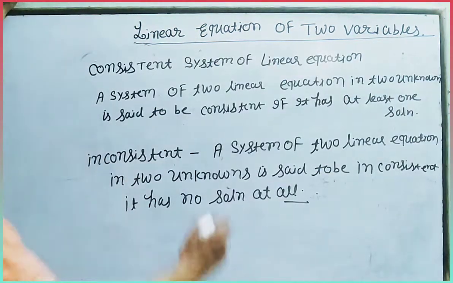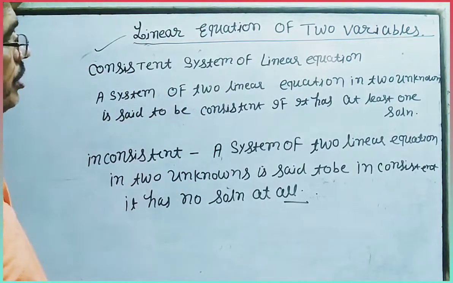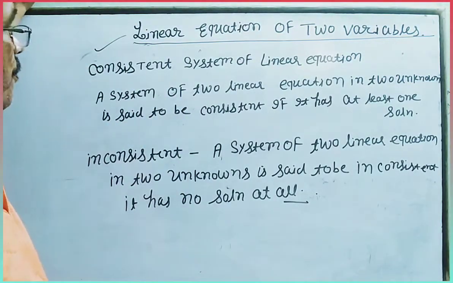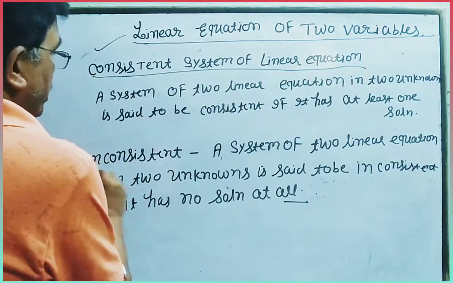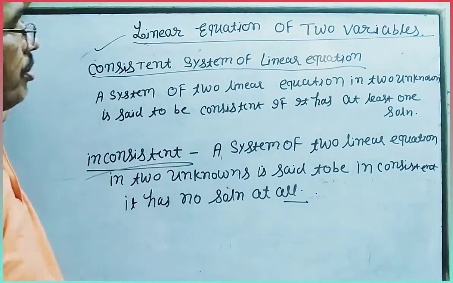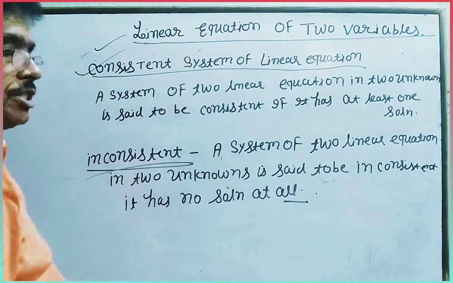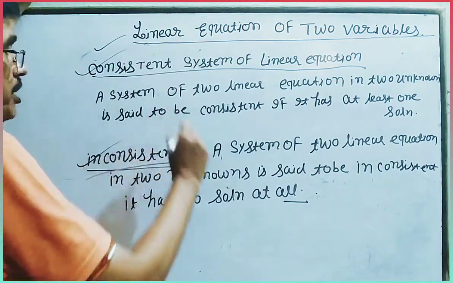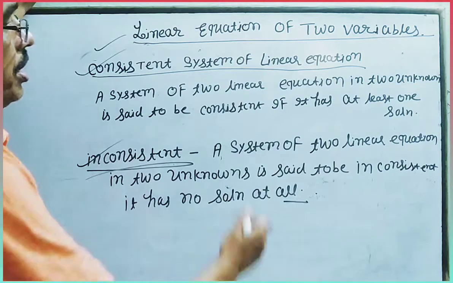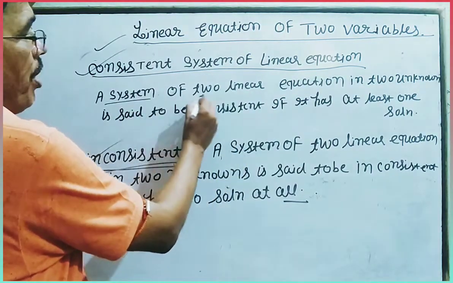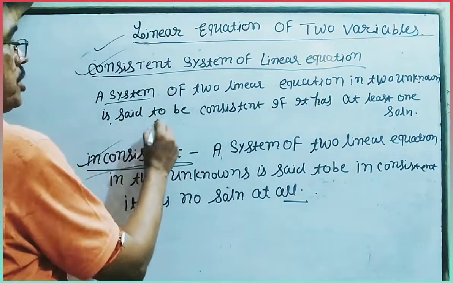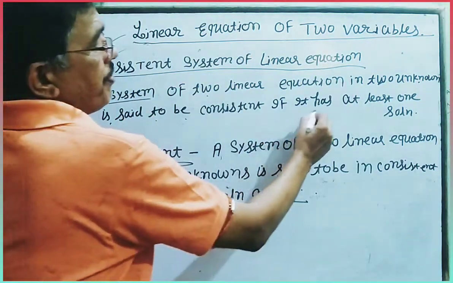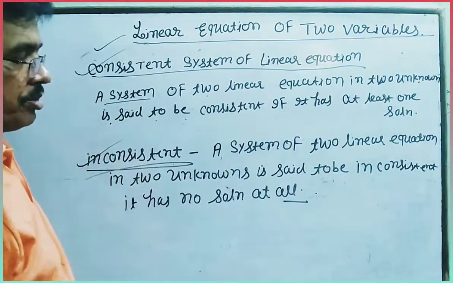Now dear students, we find here two types of linear equations. The first type is a consistent system of linear equations and the second is inconsistent. Your question is what is a consistent system and what is an inconsistent system. It is written here that a system of two linear equations in two unknowns is said to be consistent if it has at least one solution.